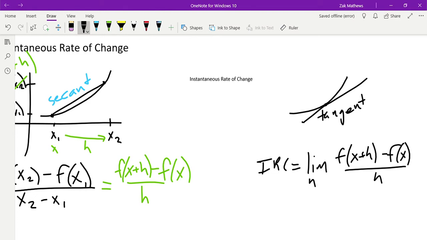We're going to let the h go to 0, meaning we're driving the distance between these 2 points to 0. We're getting them infinitely close to one another, but because it's a limit, we're not actually saying that denominator is equal to 0. And that will give us that instantaneous rate of change.